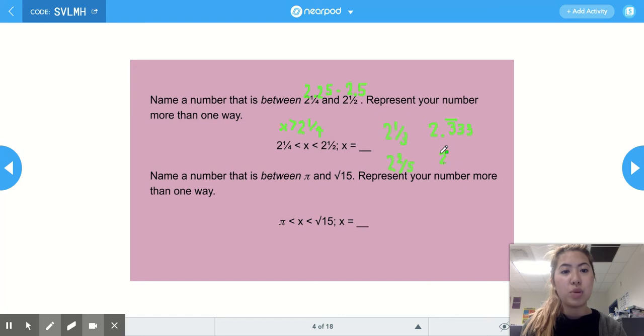As a decimal, it would be 2.4. All we had to do was divide the 2 by the 5 to get 0.4, and then you have to add the whole number of 2 in front.